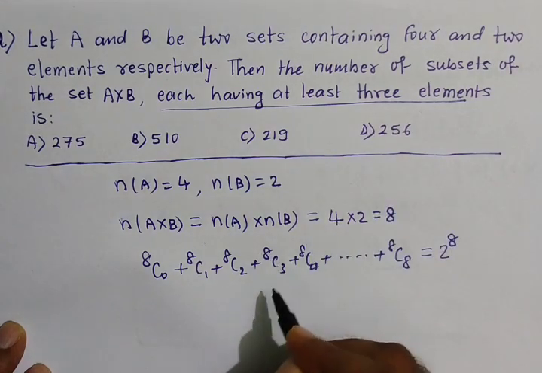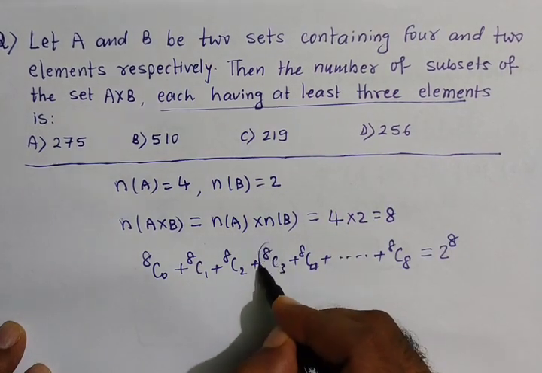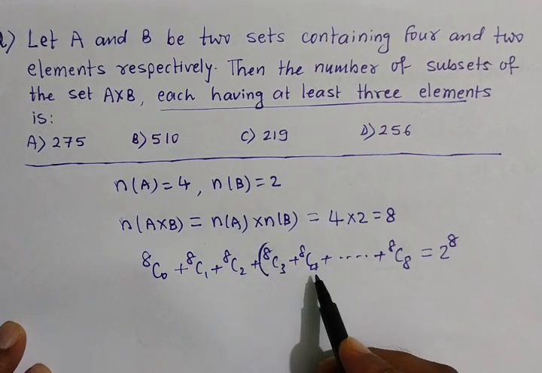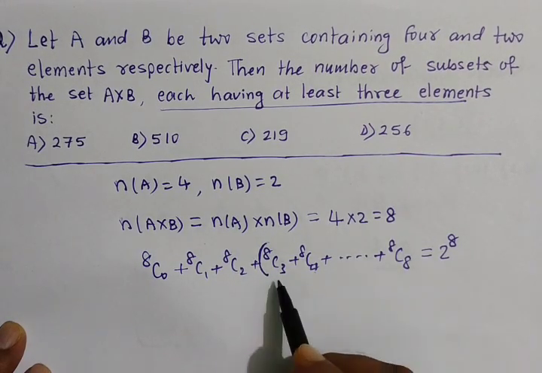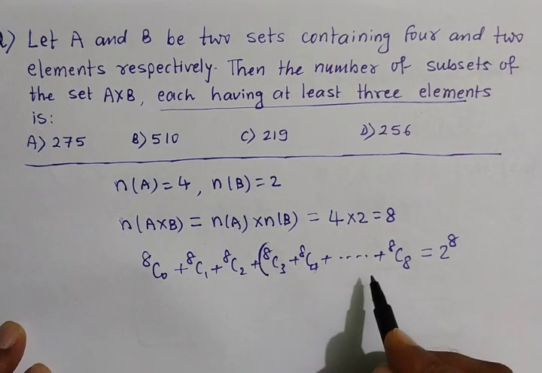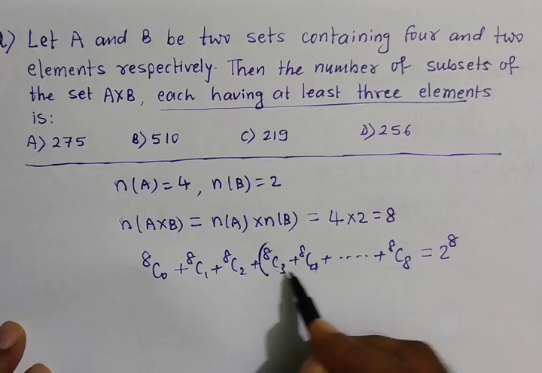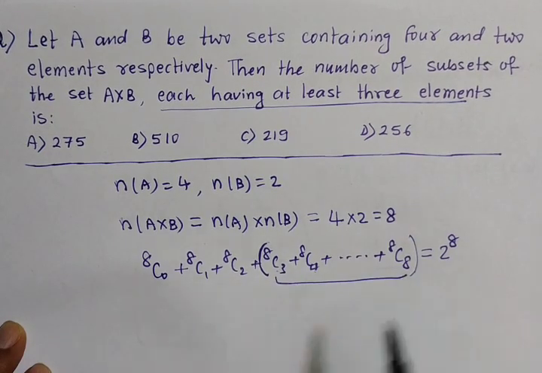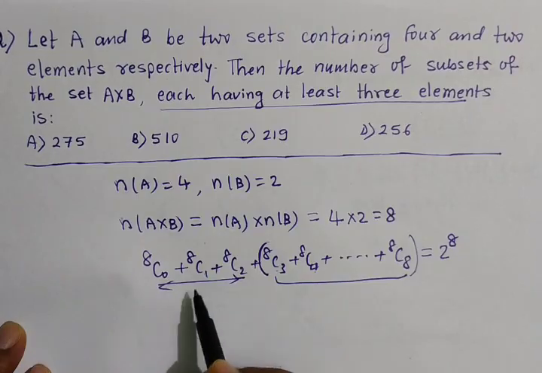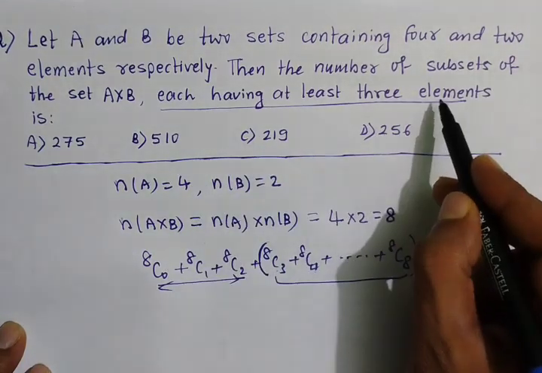That means we have to consider subsets from 8C3 and onwards. That means 3 elements out of it, 4 elements out of it, and so on. So at least 3 elements means 3 elements or more than 3 elements we need in subsets. So we'll consider from 8C3 onwards. That means we need this sum only. Okay, so we must shift these 3 quantities to the right side to get the answer for this question.